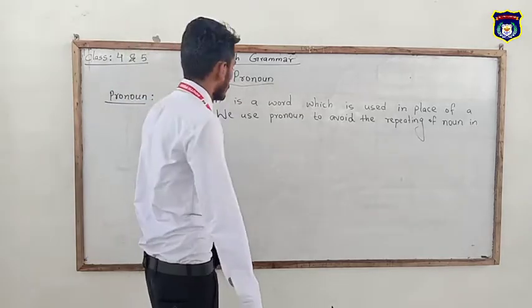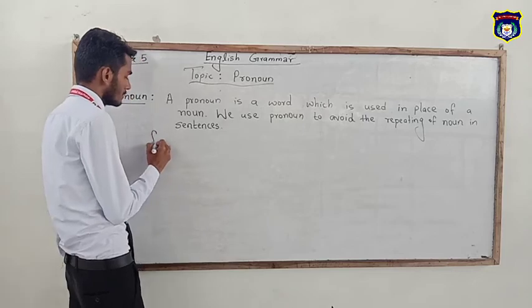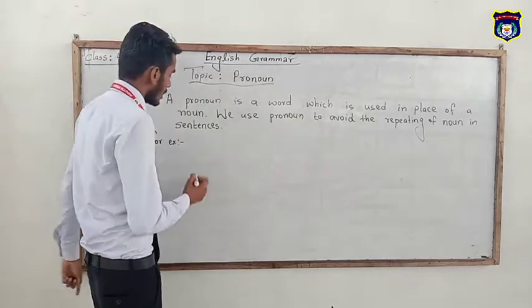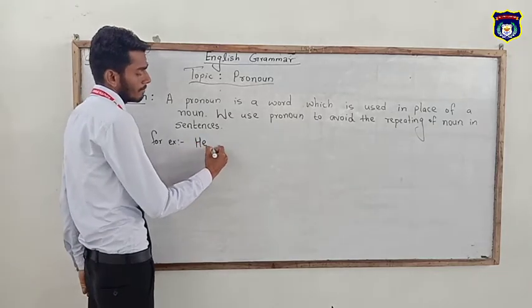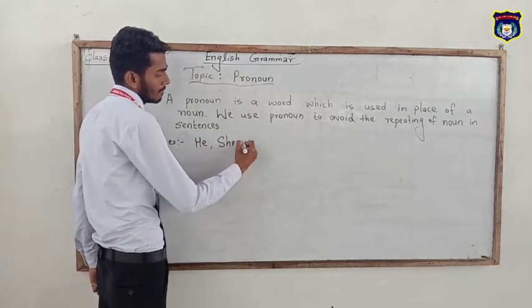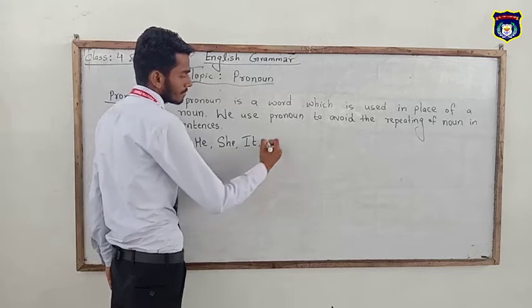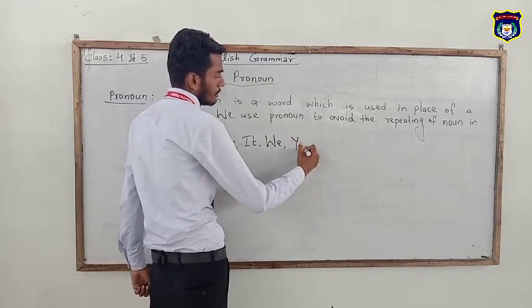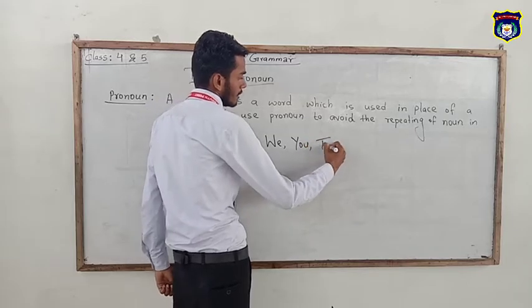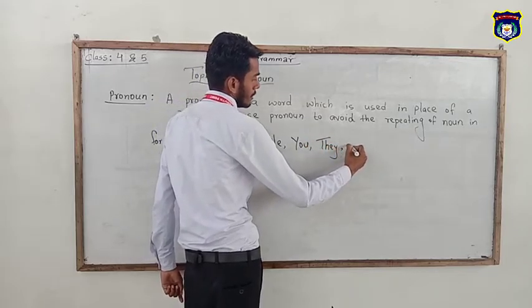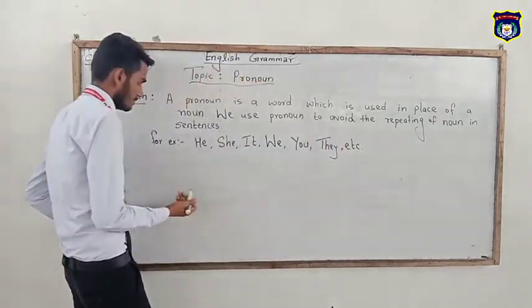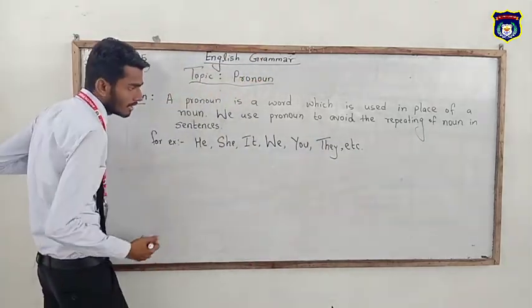Just like I give you examples. For example, there are many examples of pronouns, just like he, she, it, we, you, they, etc. And how do we avoid the repeating of the noun? Let's discuss it. First of all, I give 3 examples here.